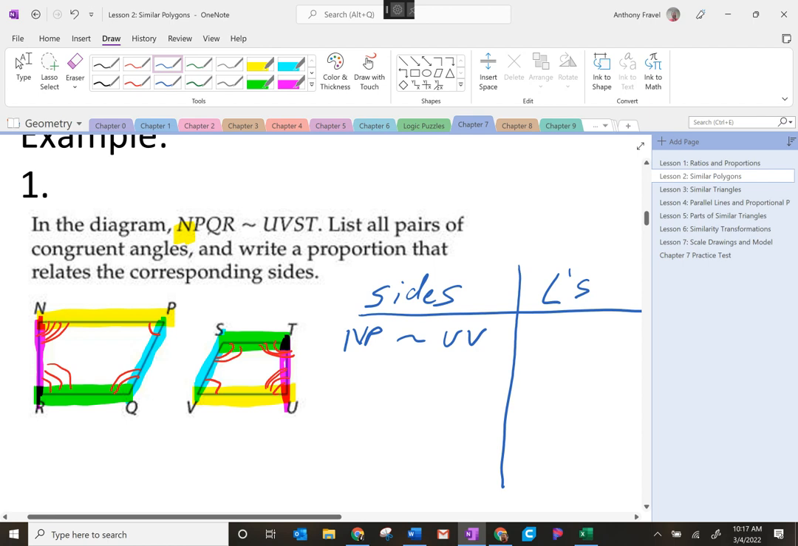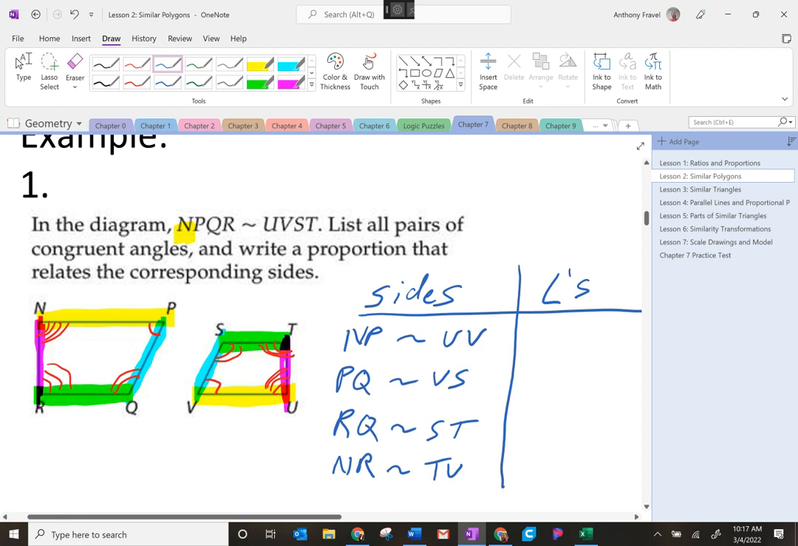Okay, I'm going to go on to the next one. So I started with that yellow. I'll do the blue one next. My next one will be PQ. That'll be similar to the VS. Okay, next one was going to be that RQ. That'll be similar to the ST. And then my very last one will be NR. That will be similar to that TU.